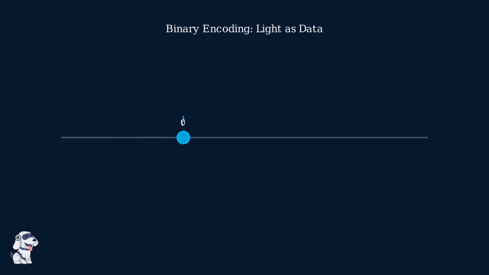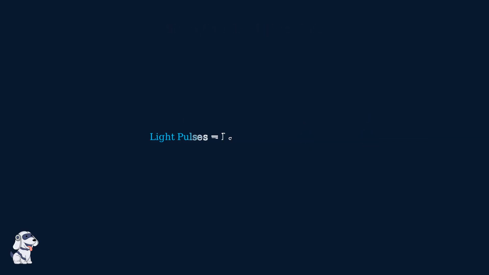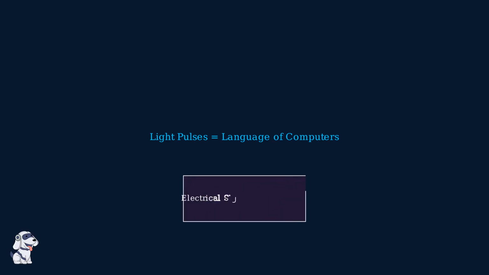Fiber optic networks communicate using binary code. Data is translated into rapid pulses of light. A quick flash of light signifies a 1, while a period of darkness signifies a 0. These rapid pulses effectively turn light into a digital language, allowing computers across the globe to exchange complex information at the speed of light.